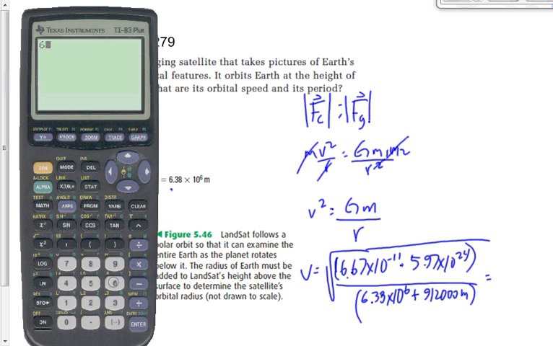I get 6.67 times second function EE negative 11 times 5.97 times 10 to the 24. Let's press equals on the top. Okay, we don't have to do that, but just so it doesn't get too cluttered here. Let's divide that by some brackets. 6.38 times 10 to the 6 plus 912,000. What did I do? Oh, it is. You're right. Thank you. That should be plus. Yes, you're right. Equals.